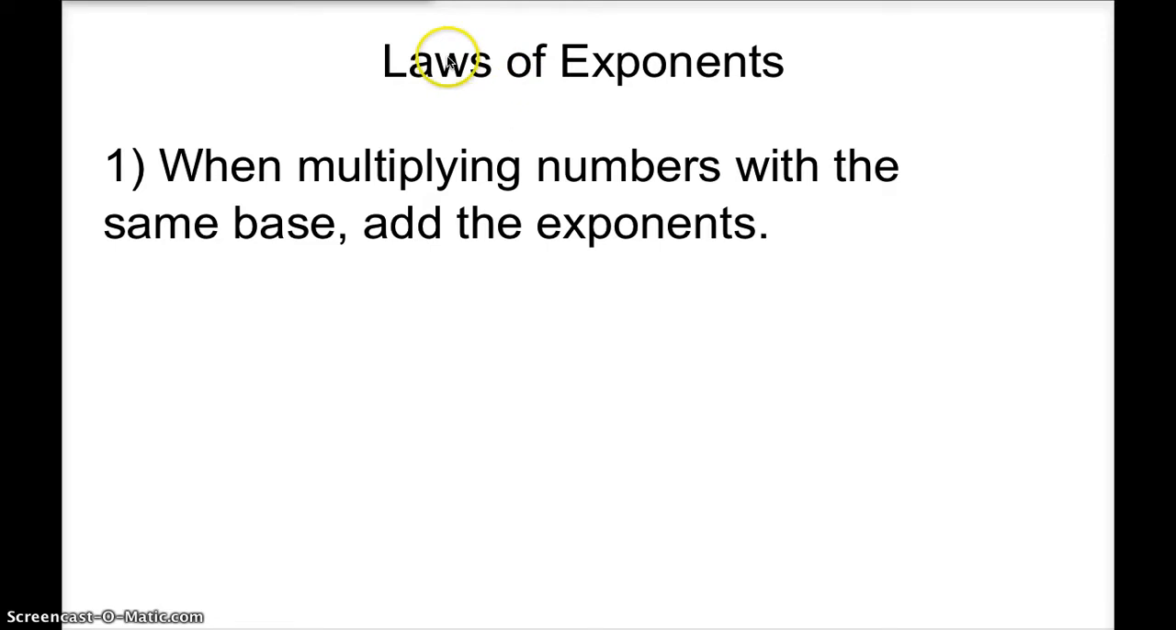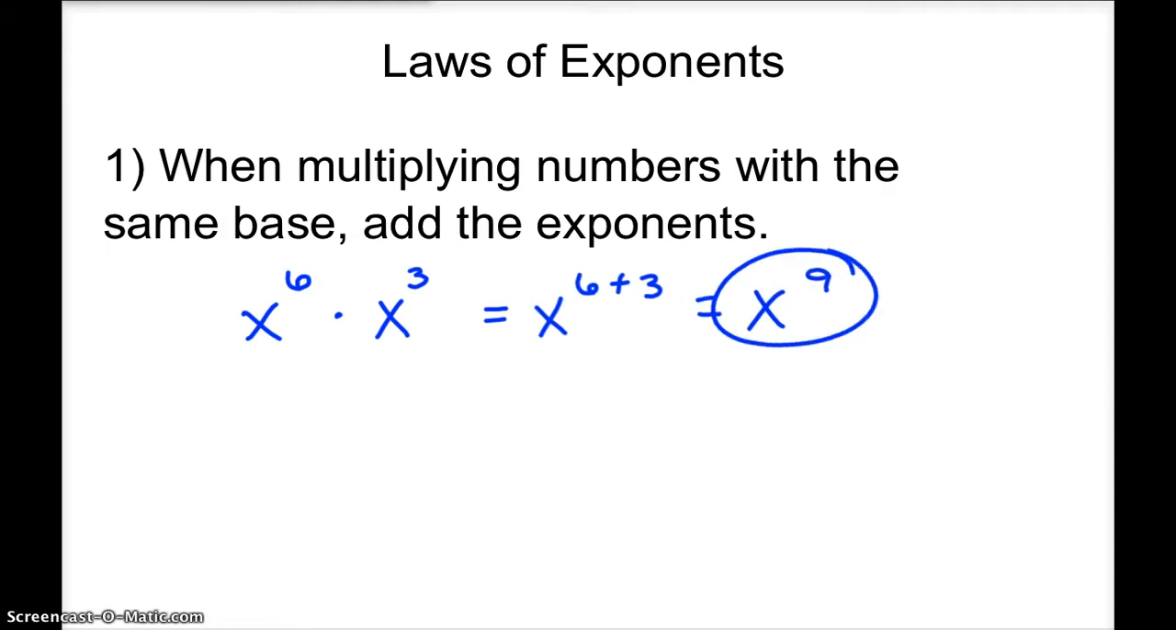They're actually very easy. So the first one says that when you're multiplying numbers with the same base, you add the exponents. So for example, if you have, let's say, x to the sixth times x to the third. Okay, well, multiplying numbers, so it's multiplication, they have the same base. Their base is x. So we just add the exponents. So this would be 6 plus 3. That would make this x to the ninth.